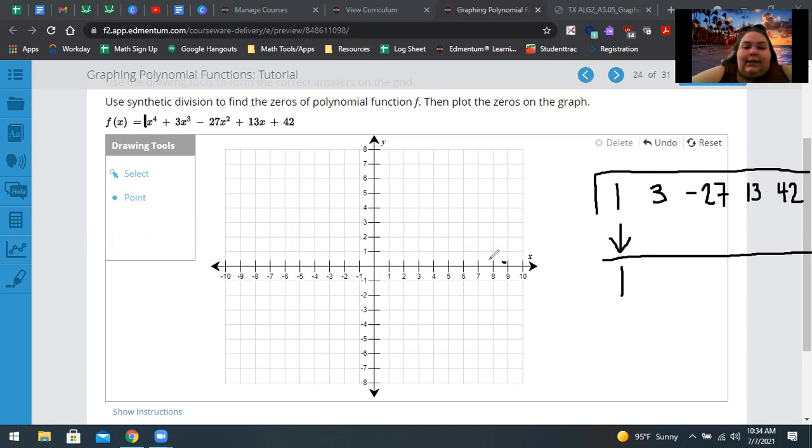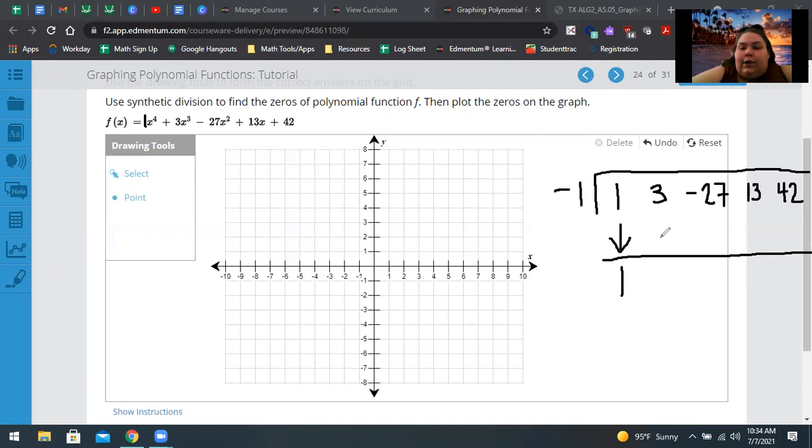And you can technically use any of these numbers. I like to start with the smaller ones first. I'm going to try positive 1. Actually, I'll try negative 1 first. So remember, any number that is going below this line here will be multiplied by negative 1 and written right back at the top. So the first number is dropped, 1.